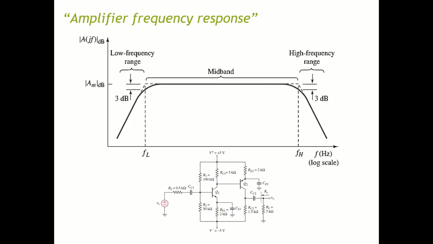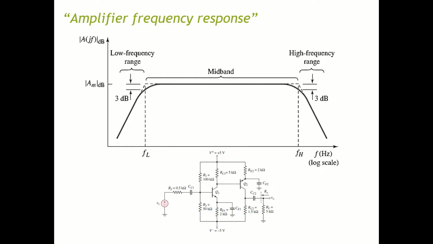As I said before, up to this point, we all assume the signal frequency is high enough so that the coupling and bypass capacitors can be treated as short circuits. And what is a coupling capacitor? Please look at the circuit below. You can see a capacitor running into your base, for example. If the signal frequency is high enough, that capacitor acts as a short circuit.